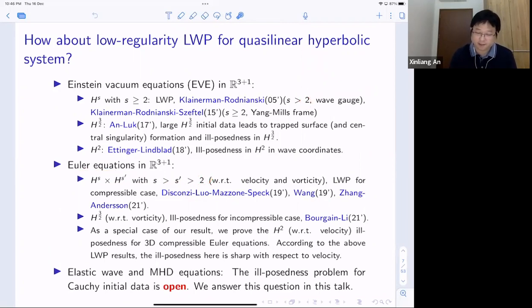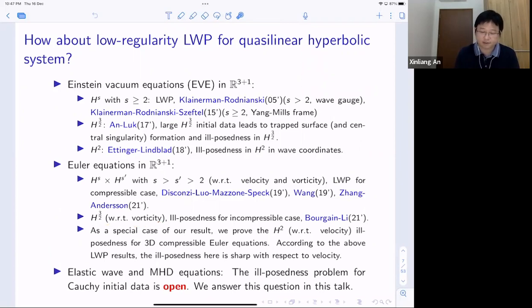For the incompressible case, in terms of the regularity of velocity, there is also an important and famous work by Bourgain and Li, and they use the vorticity to construct an ill-posedness mechanism for the incompressible case. So if we consider the incompressible Euler equation as a special case of the compressible equations, we can also use this as a kind of ill-posedness result. This result is somehow sharp related to the vorticity.